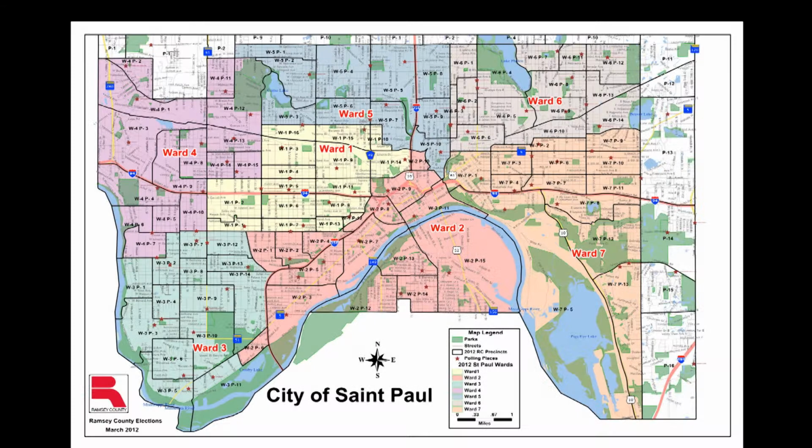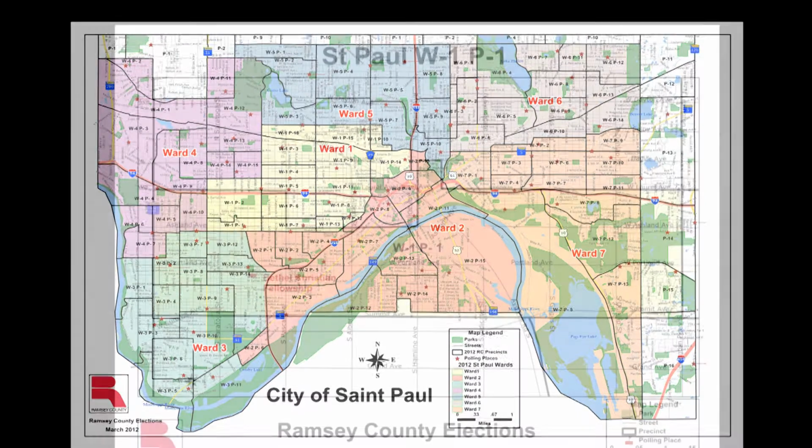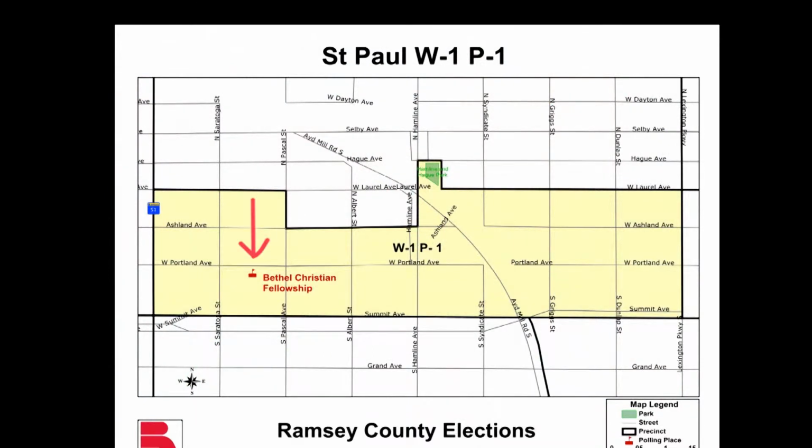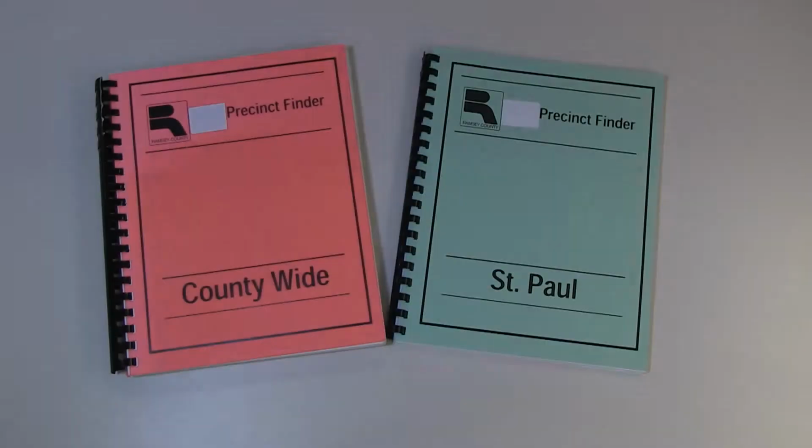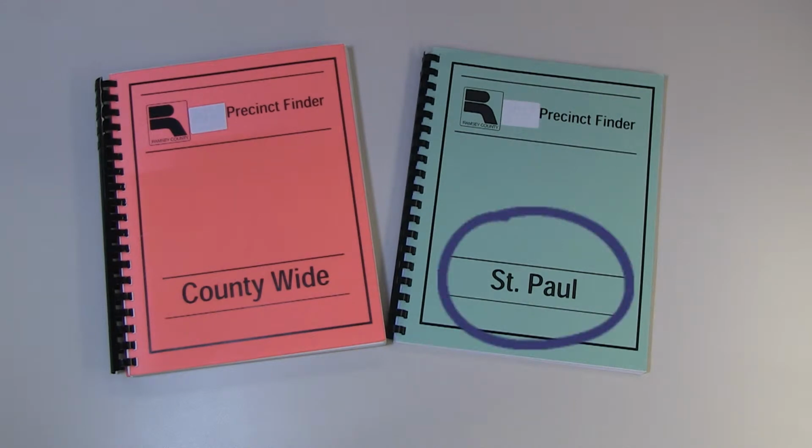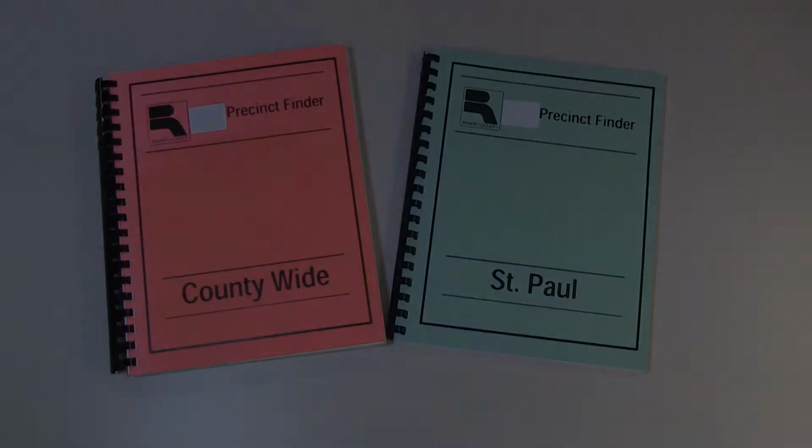For voting purposes, cities are divided into one or more precincts. Voters are required to vote at the polling place specific to their address to ensure they vote for the correct offices. There are two versions of the Precinct Finder, one specific to the city of St. Paul, the other for all of Ramsey County.